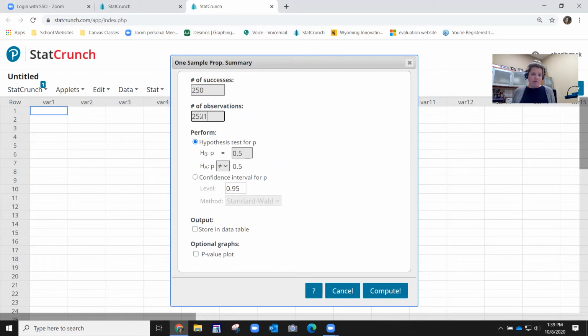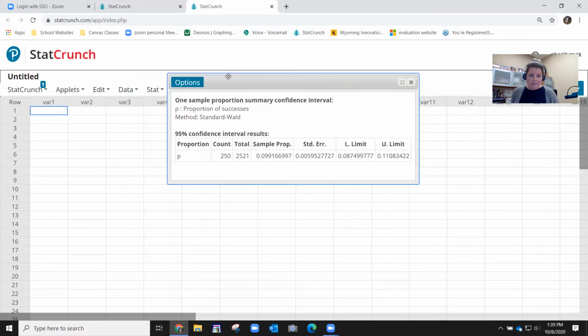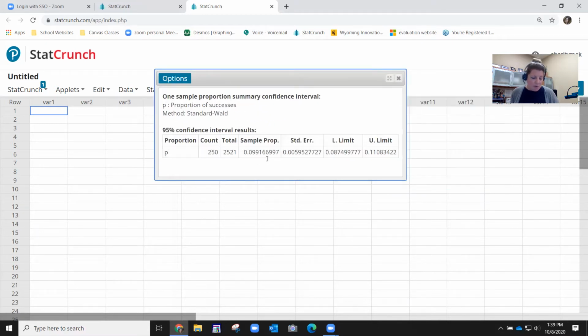2,521 people. And we don't know about hypothesis testing yet, but eventually we will. And this is the exact same place you're going to go. We are confidence interval, and we are 95%. Leave the rest the same, and we say compute. So look here. It gives us that sample proportion, which we wrote down already. And then it says your lower level and your upper level, which we found.